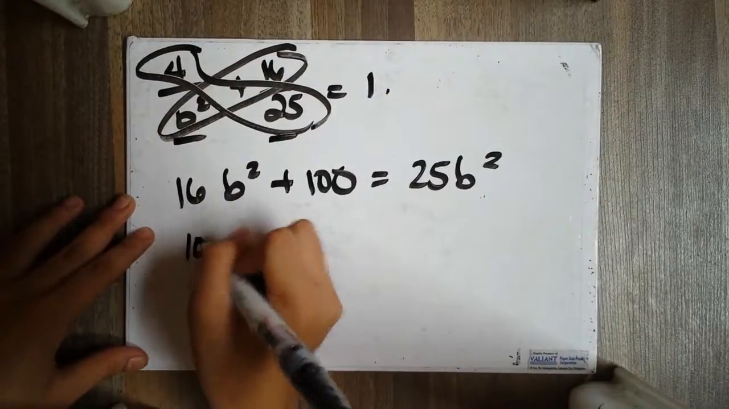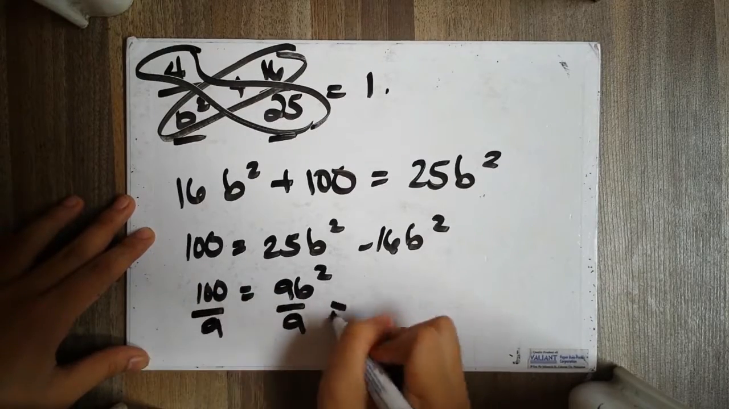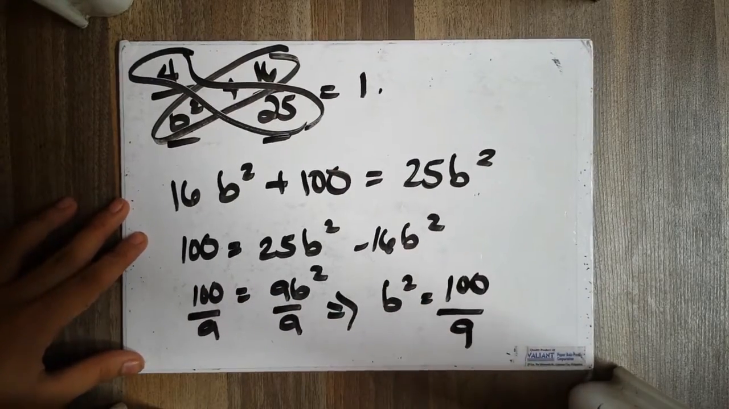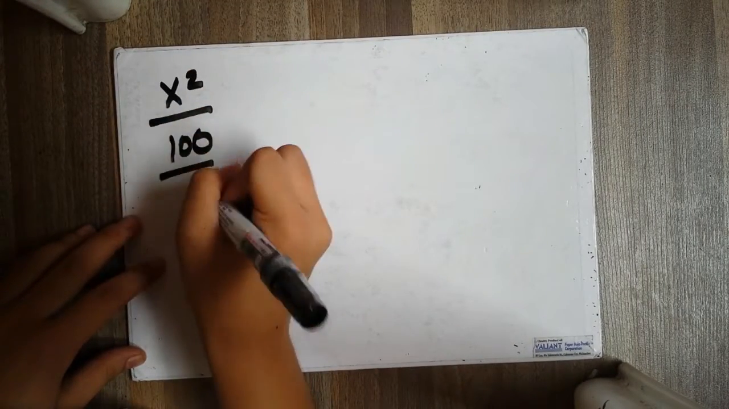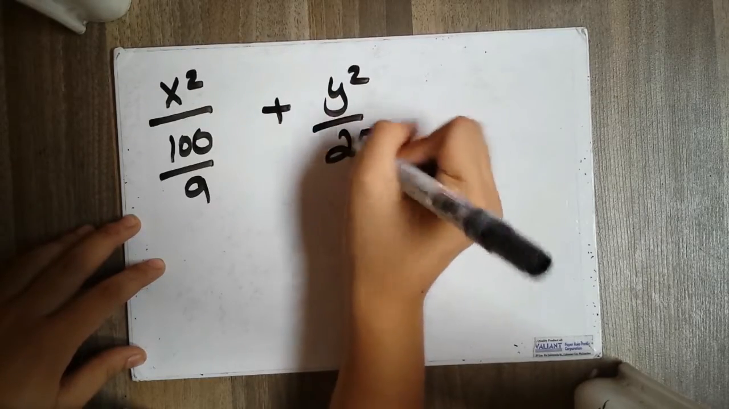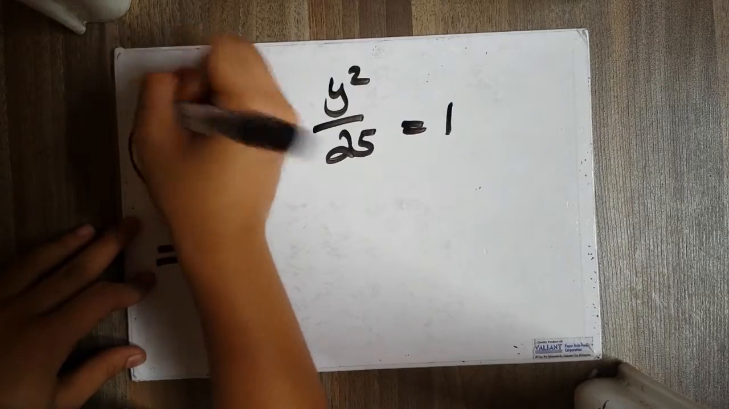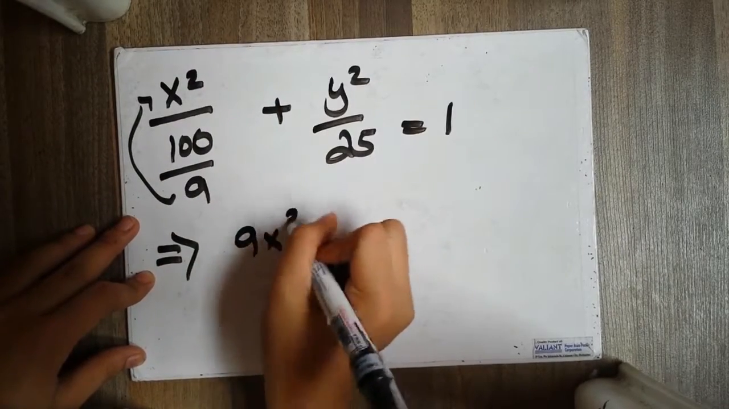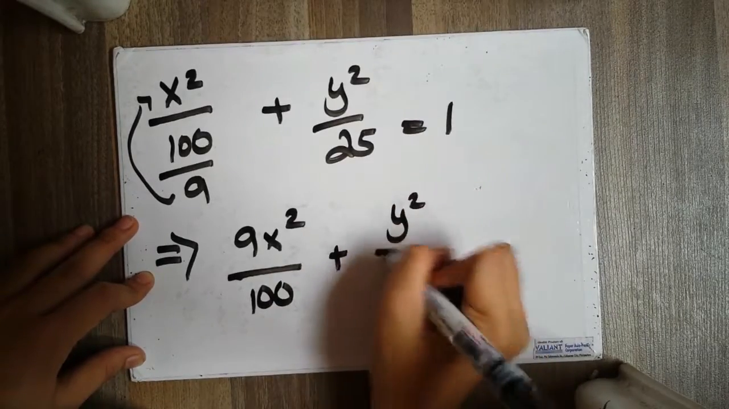We then use cross multiplication, wherein 16b squared plus 100 is equal to 25b squared. Our equation then becomes x squared over 100 over 9 plus y squared over 25 is equal to 1. We can then simply put 9 beside x squared, and it becomes 9x squared over 100 plus y squared over 25 is equal to 1. And that's our standard equation.